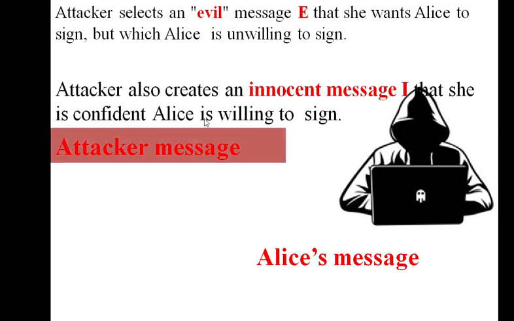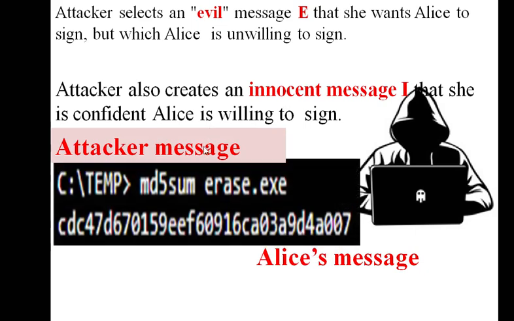So this is the attacker's message. His file name is Erase.exe, but Alice's file name is Hello.exe. Alice will see this message, and she is very confident about it, and she has to sign on this document.